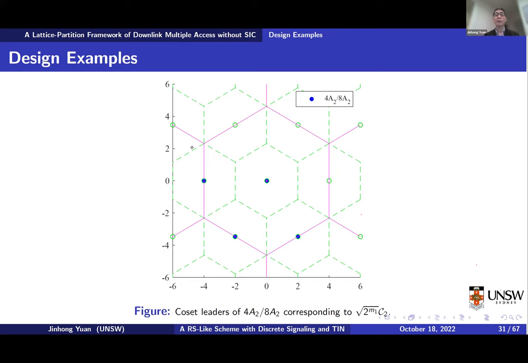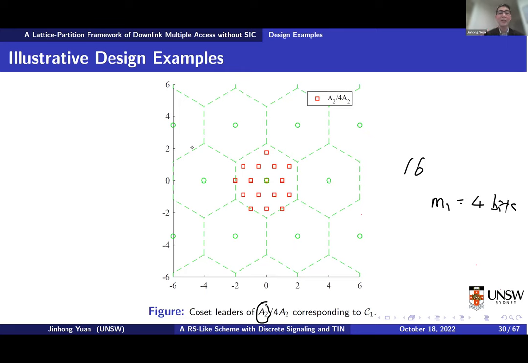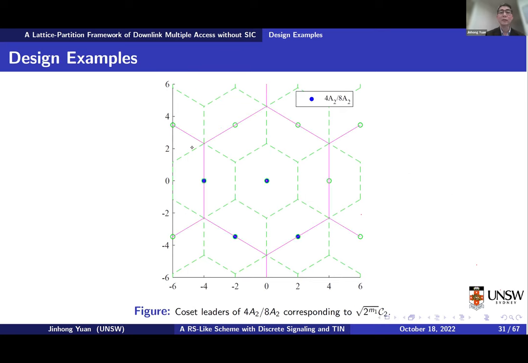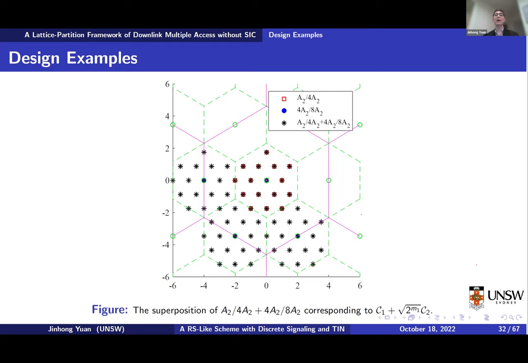You can go further from this coarse lattice. Remember, this is our fine lattice. This is our coarse lattice, first level of coarse lattice. This is the green part. Now, with this coarse lattice, the green part, we are going to do the second level of partition. That's a 4A2 partition to 8A2. That means you have four coset leaders. You have M2 equal to 2, you have four code words. You are going to have this transmission rate for user two. So at the end of the day, you form this lattice partition chain. So as I mentioned, initially you have 16 code words for user one, and later you have four code words for user two.